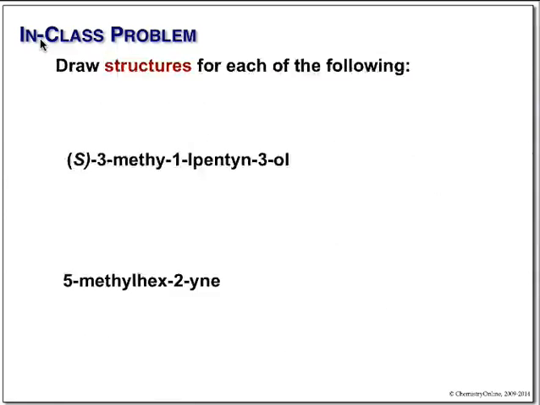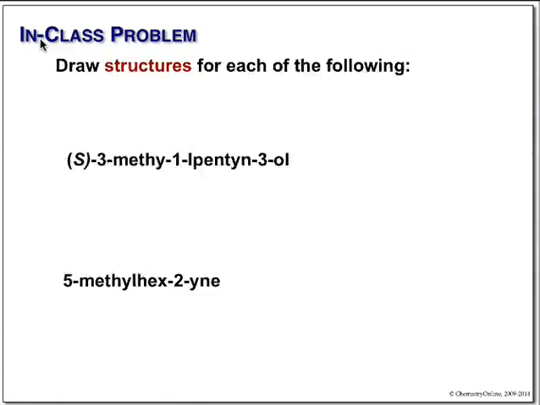Let's do a couple more. We're dealing with a pentyne 3-ol. So we have a 5-carbon chain. The 5-carbon chain has a methyl group in carbon 3. It has a triple bond in carbon 1. And it has a hydroxyl group in carbon 3 as well.